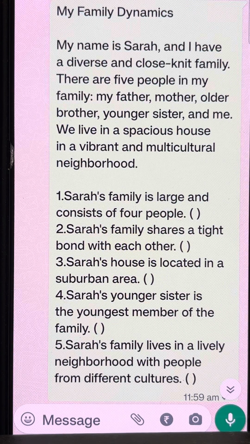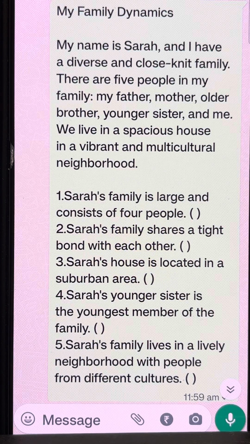Then the fourth question says, Sarah's younger sister is the youngest member of the family. The paragraph says 5 people: my father, my mother, older brother, which means the brother is elder to her. Younger sister means the sister is younger than her; she is elder than her sister. The question says, Sarah's younger sister is the youngest? Yes, it is true because her sister is younger than her. So this answer should be true.